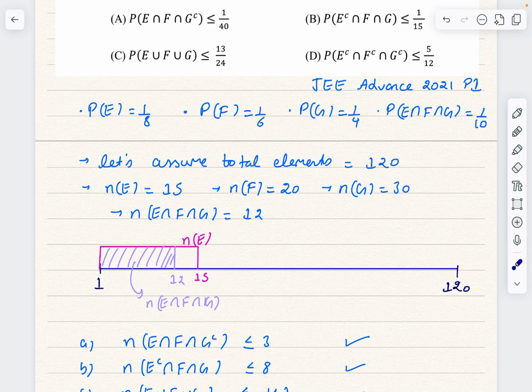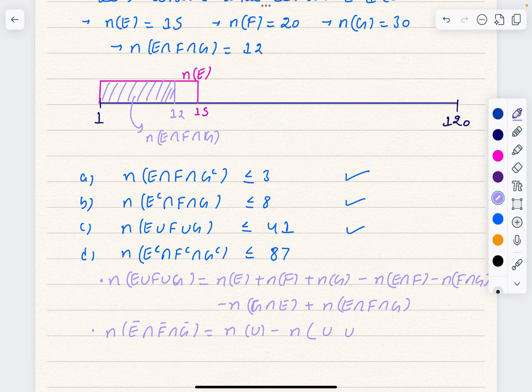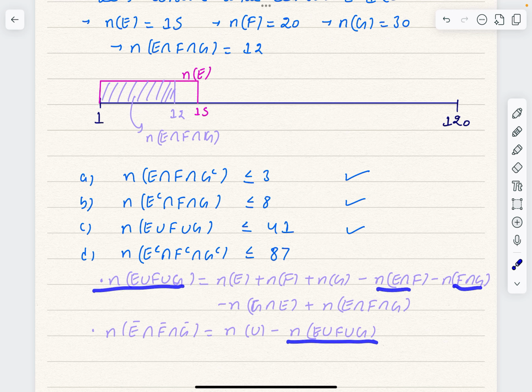And the last part, E intersection E naught intersection F naught intersection G naught. We have to find its maximum value. Again, we do the same thing. We see N of E naught intersection F naught intersection G naught is total N of U minus N of A union B union C. So you can say this will be maximum when this is minimum. And E union F union G. I'll just change EFC here. So this is supposed to be E union F union G. Now this thing will be minimum when this will be maximum.